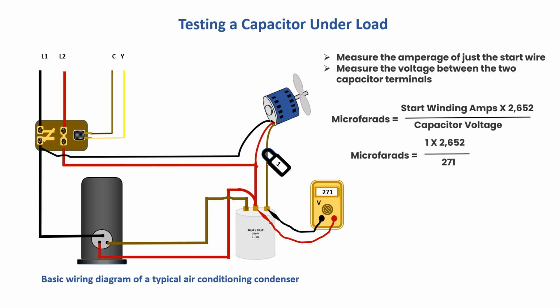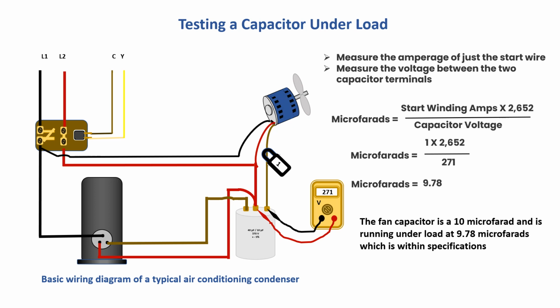In our example, we have shown 1 amp draw and 271 volts. Therefore, the microfarads is equal to 1 times 2,652 divided by 271. Therefore, microfarads is equal to 9.78. The capacitor is a 10 microfarad capacitor and is running under load at 9.78 microfarads, which is within specifications.